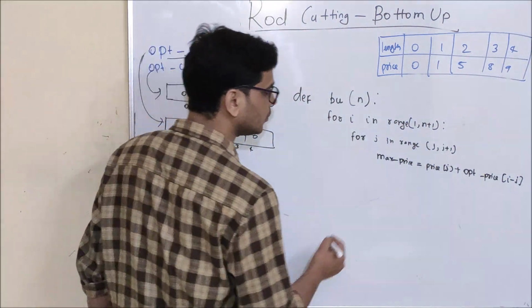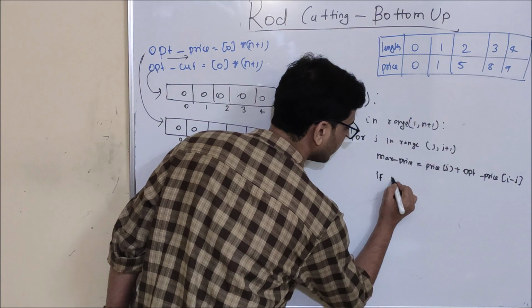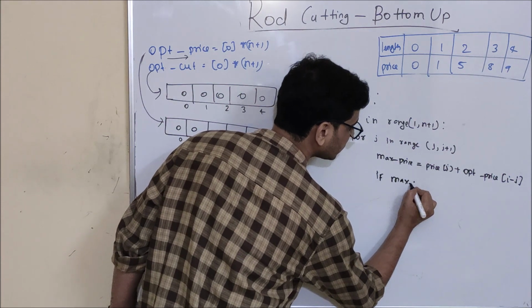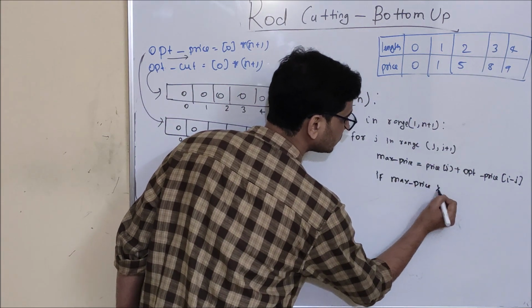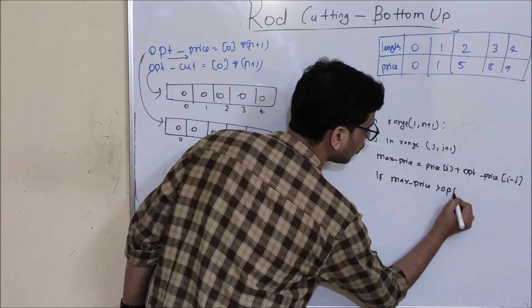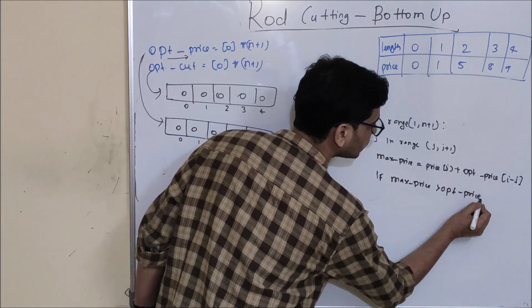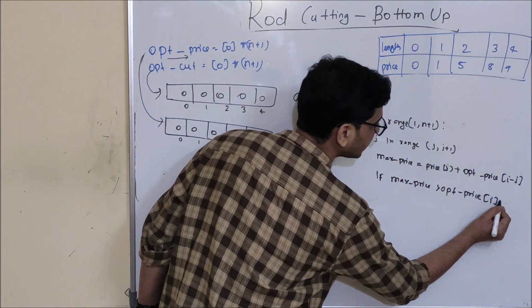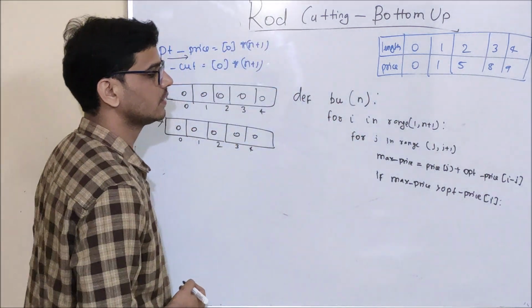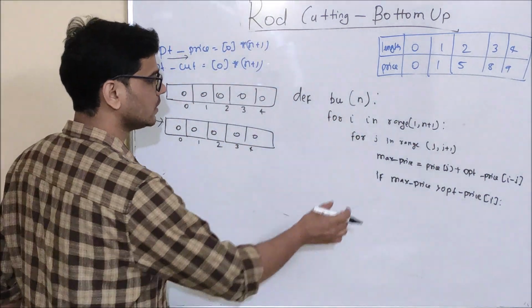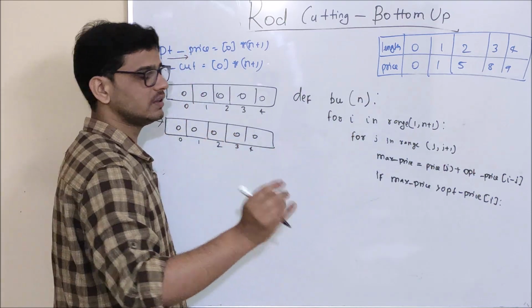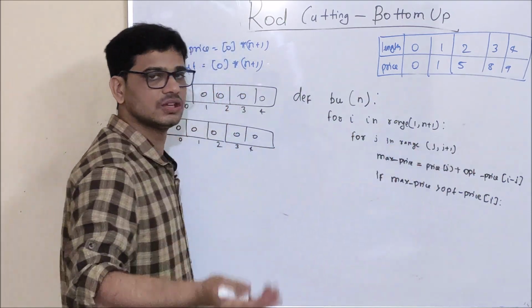And after that, what am I going to do? Then we will compare: is my max underscore price greater than opt price of i? Okay, what I have currently, that is, suppose rod length is 3, then I will give a 1 meter, 2 meter cut and 3 meter cut.